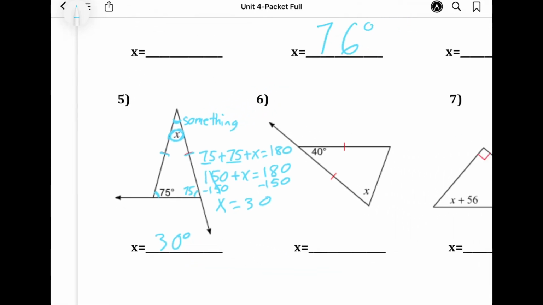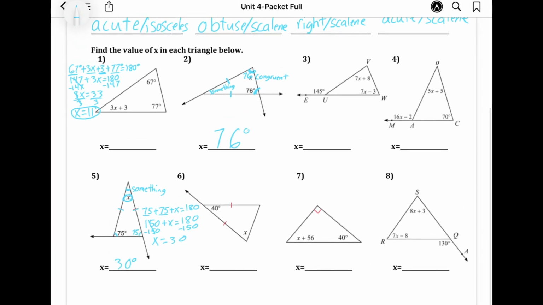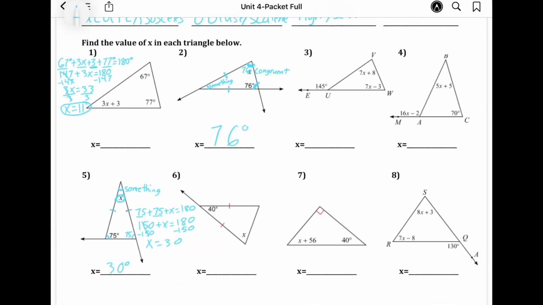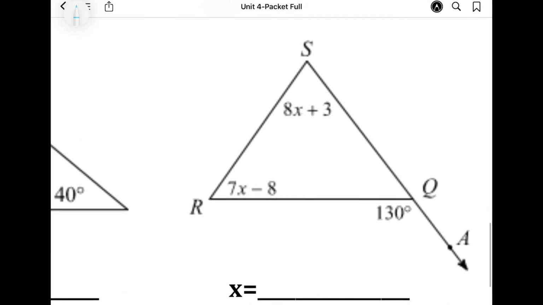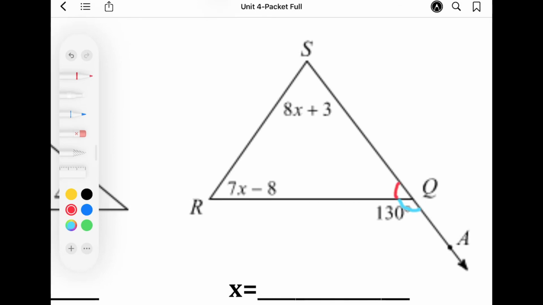And then one last example from this sheet. Let's do number 8. Number 8, we're given this figure here. Again, if I'm going too fast, please pause the video so you can copy down this figure. So we've got one angle here that we are given, 130 degrees. And we have another angle that, if we add the two together, we get a straight line. Well, a straight line is 180 degrees.